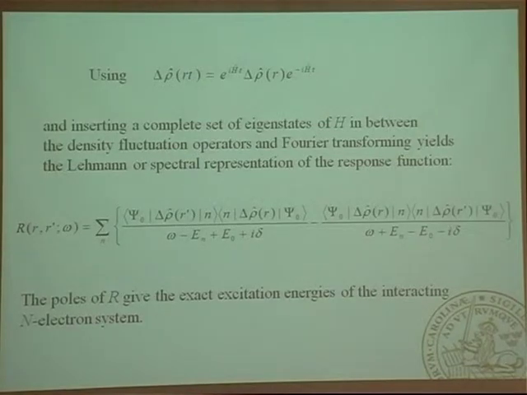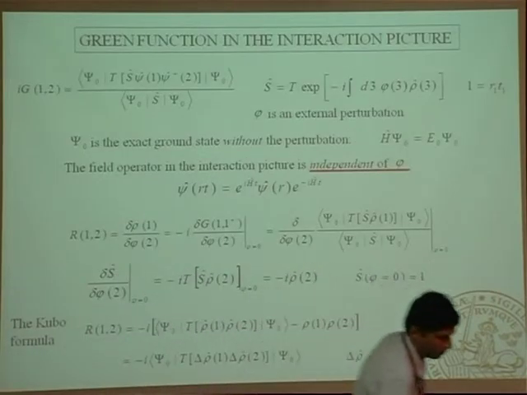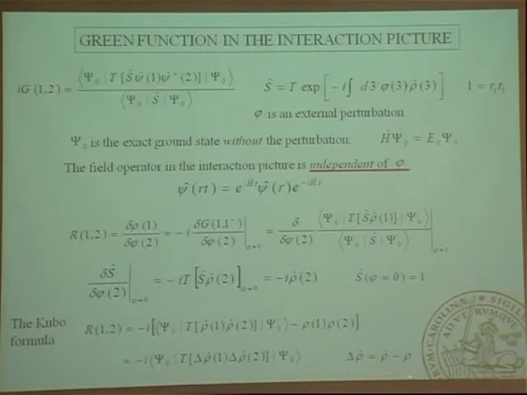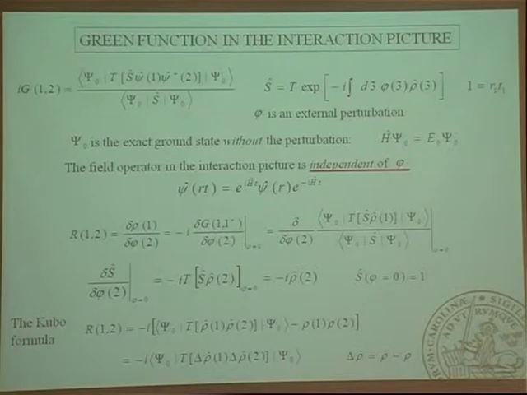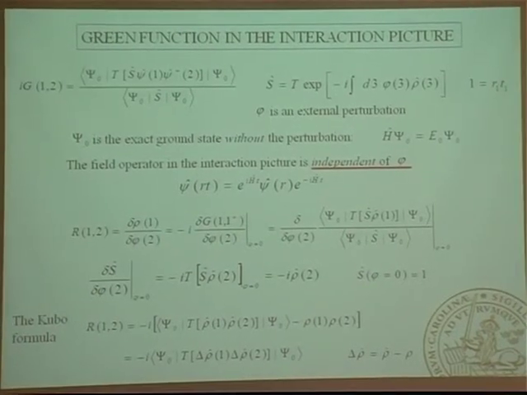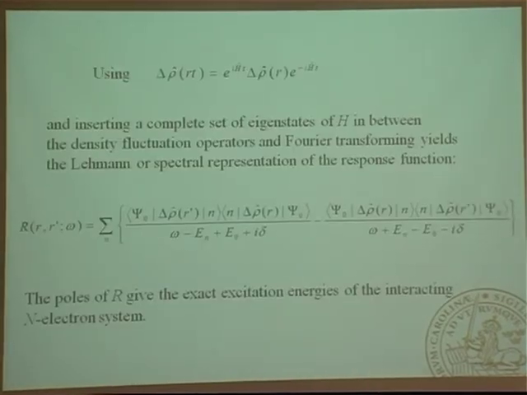For example, yeah? What is delta rho? Delta rho is the difference between the density operator and the density. So this is a number, this is an operator. Okay. It's a fluctuation.